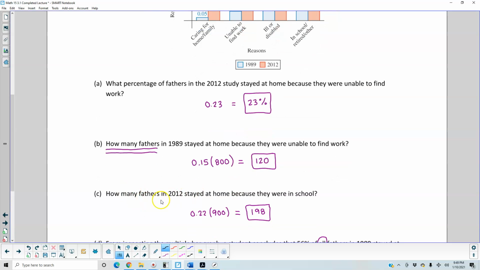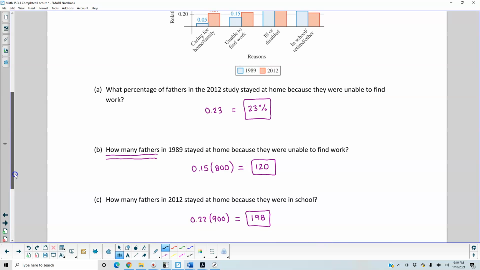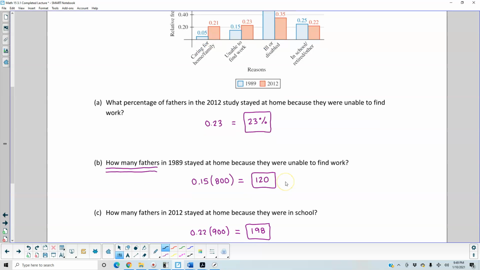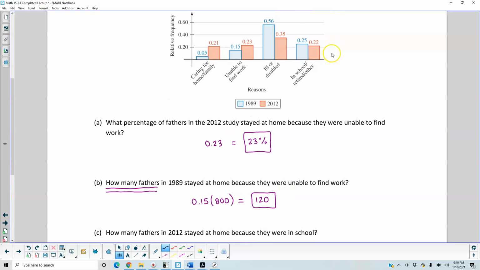Part C, how many fathers in 2012 stayed at home because they were in school? So let's take a look at the category where it says stayed at home because they were in school. So here it is, in school. And we can see that in 2012, we have 0.22. So 0.22 represents the proportion.